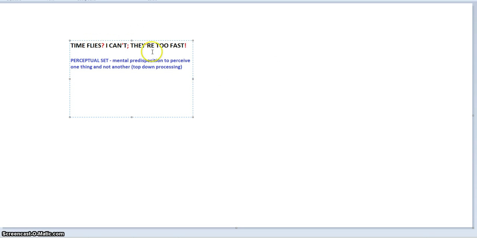So when we talk about time flies, I can't, they're too fast, we're not talking about the phrase time flies and how life goes quickly. We're talking about insects, little buzzing flies, and you're trying to time them with a stopwatch, and you can't because they buzz by you too fast. When you think about it that way, it's really easy to put in the punctuation.